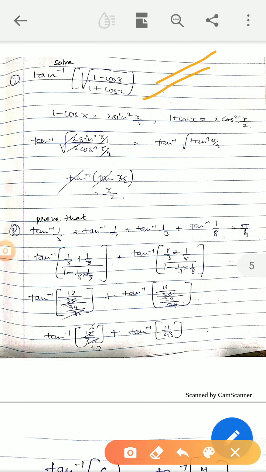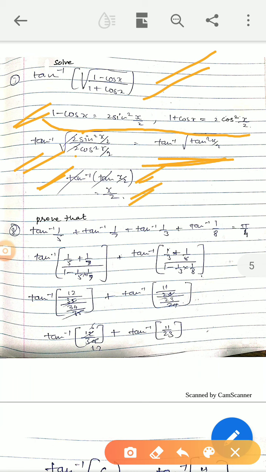Look at this question, tan inverse root (1 minus cos x)/(1 plus cos x). These two formulae we already did in 11th also, and now also I give you the formula. 1 minus cos x equal to 2 sin square x by 2 and 1 plus cos x equal to 2 cos square x by 2. This formula you have to put directly in this question. When you put these formulas in this question, 2 will cancel, and we get tan inverse root tan square x by 2, and that will be tan inverse tan x by 2.